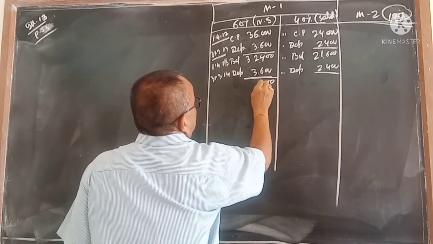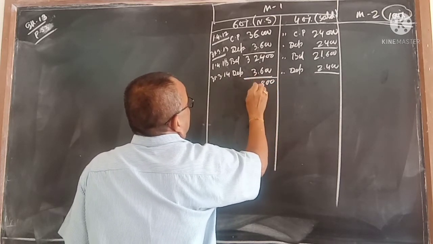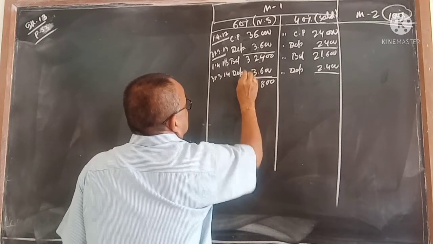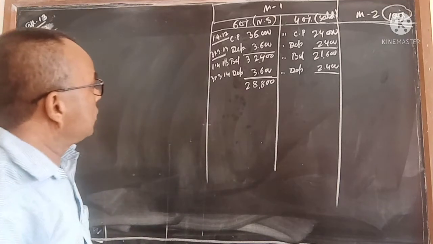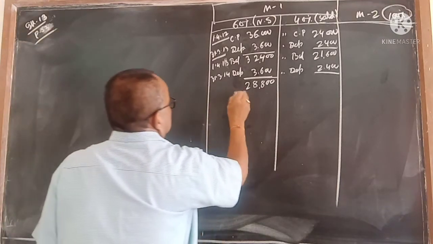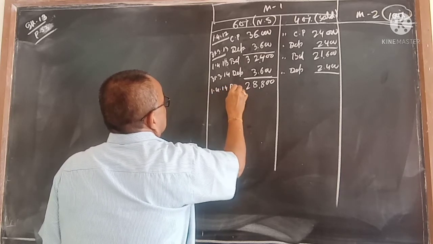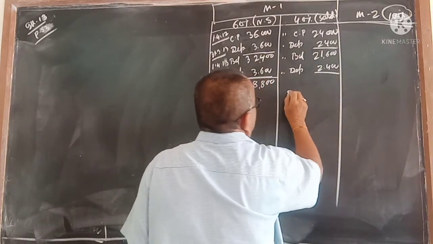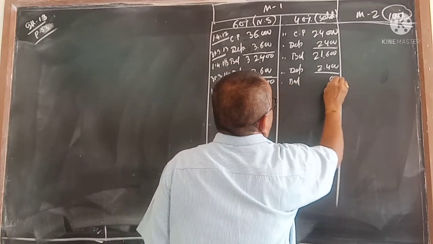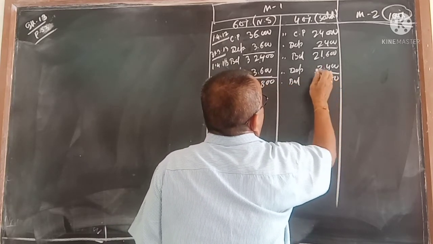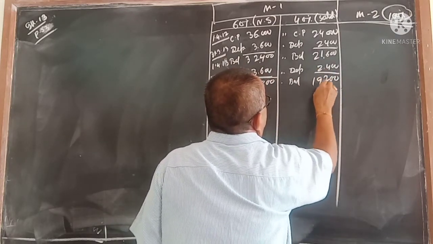This is 6 and 8, this is 2, 28,000. Just calculation, just change it. This is the balance of 1/4/14, and here also you will get the balance, minus karo. This is 2, this is 2 and 9, 19,200.